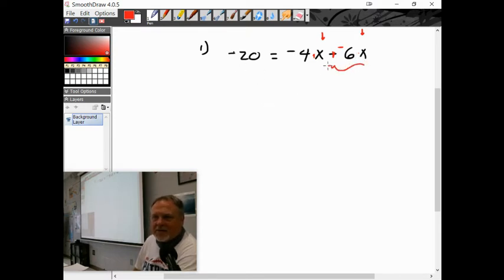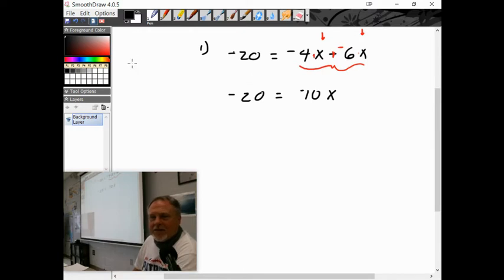They're like terms because they have variables with the same exponent. That's an x to the first power on each of them. So we take this negative 4x and add a negative 6x, and see how many negative x's we have. If you have a calculator, you would just add the coefficients: negative 4 plus negative 6 is negative 10. Don't forget the negative sign. So if I have negative 4x's and negative 6x's more, I end up with negative 10x, and that's across from negative 20.